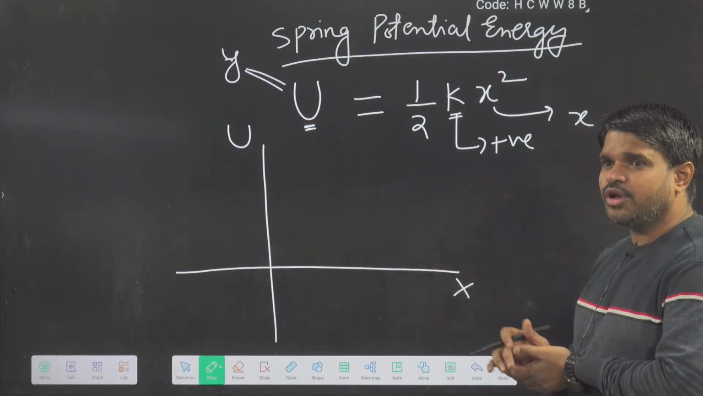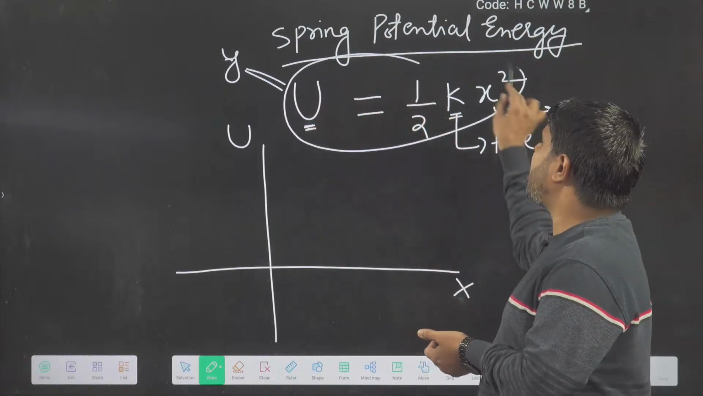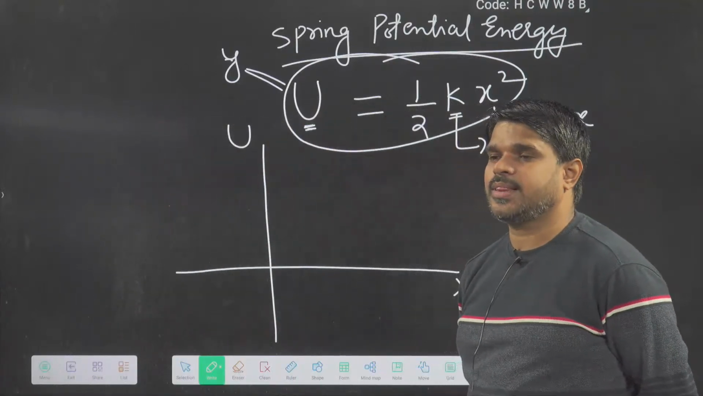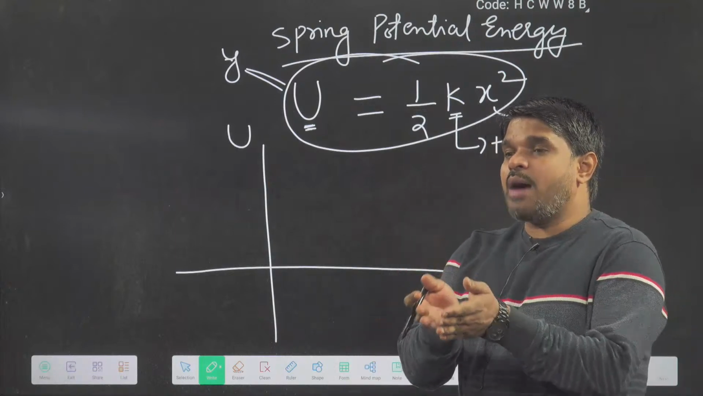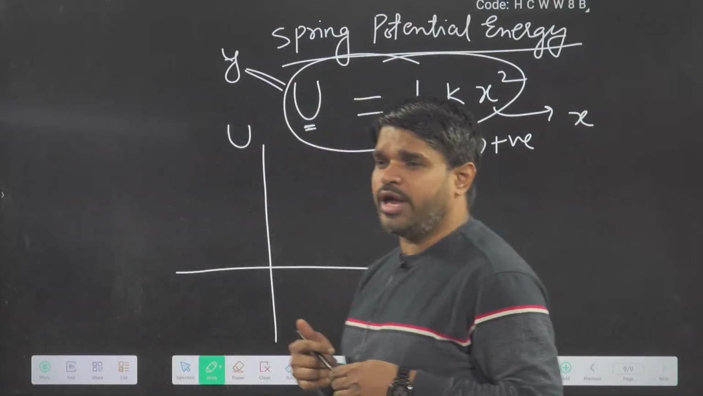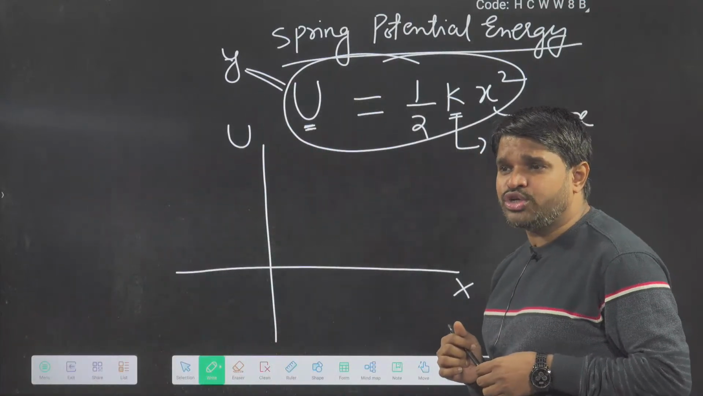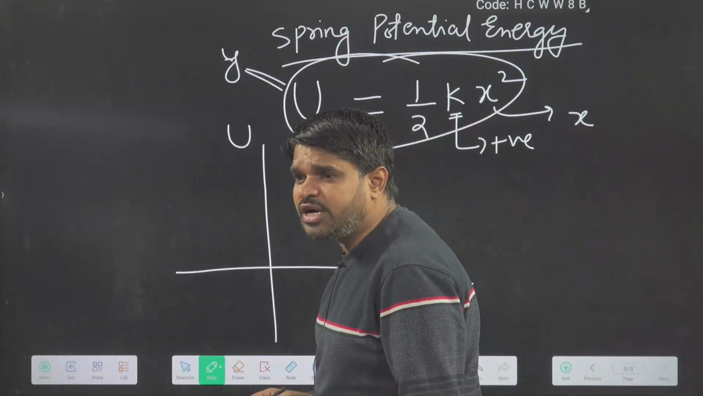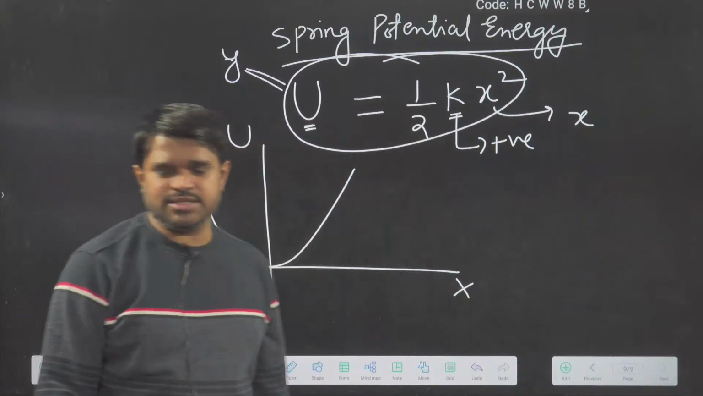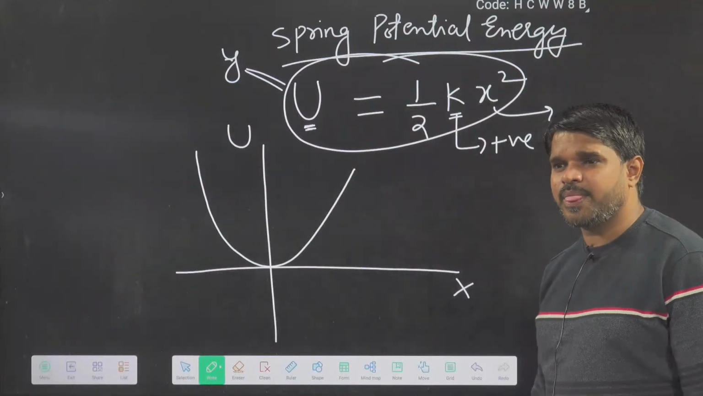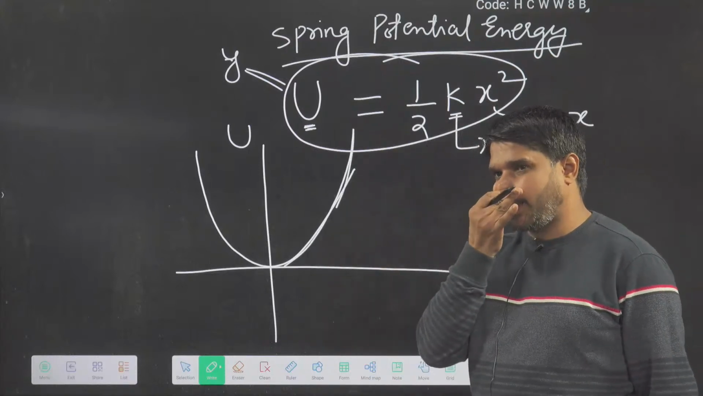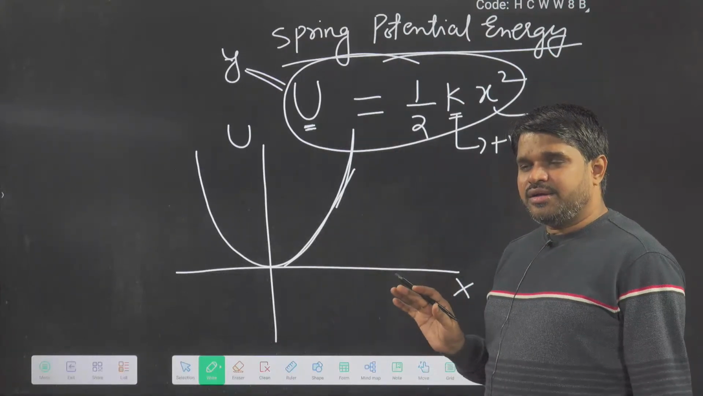First of all, you draw. What will be the shape of the graph of U equals half kx squared? An upward facing parabola, whose vertex is at the origin. So this is the graph, U versus x. Done up to here. Again, it should look symmetric. U versus x. Done. Clear?